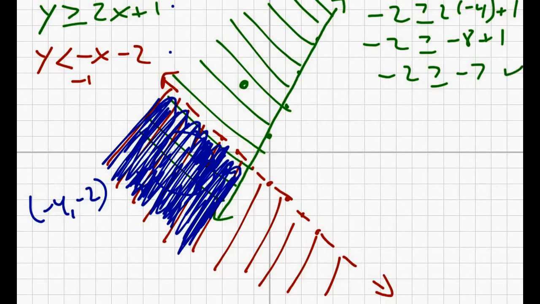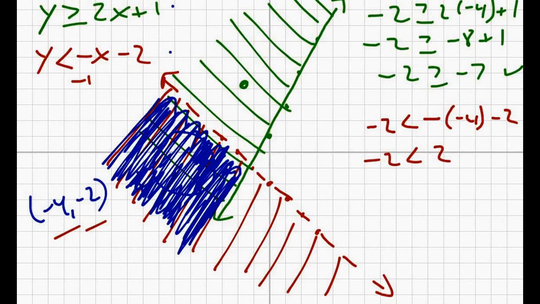So that's true. Now we'll take our second inequality and plug our ordered pair into that. So y, negative 2, is less than the opposite of x, so the opposite of negative 4, minus 2. The opposite of negative 4 is positive 4. 4 minus 2 is 2. And negative 2 is less than 2. That's true also. So then we did shade the correct region.